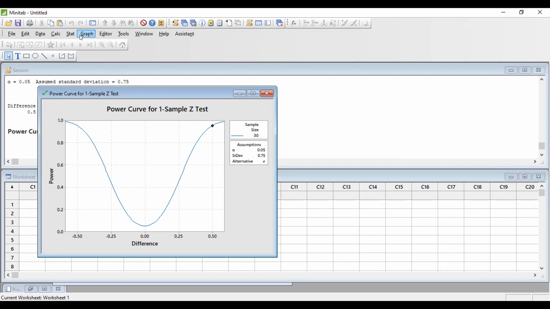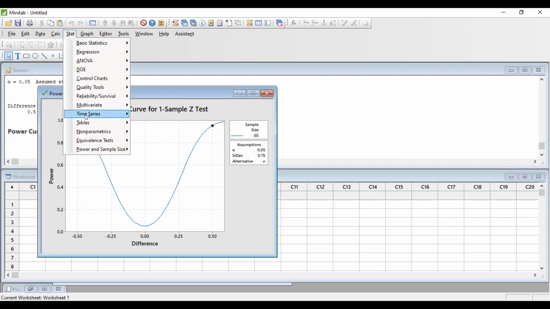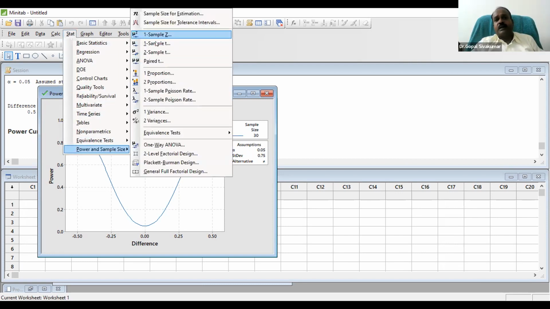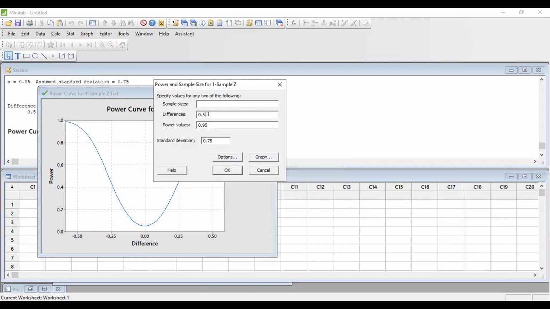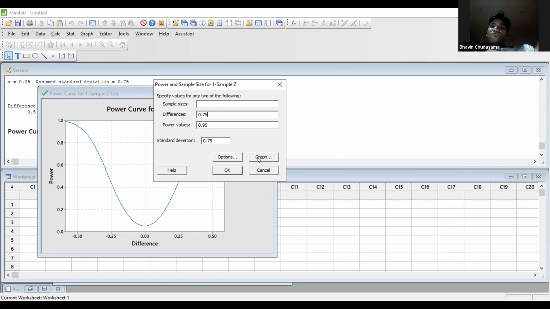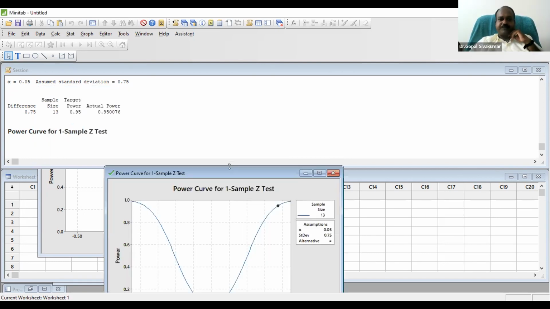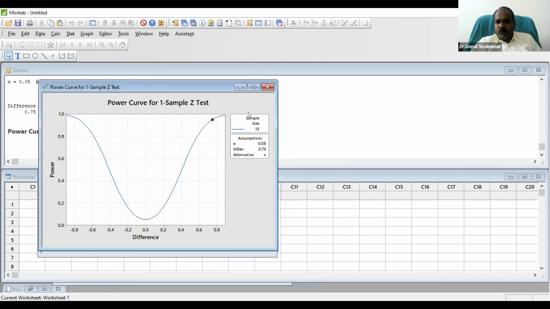Yes, sir. Let me do the same problem. Power and Sample Size, 1 Sample Z test. Now let me increase the difference. Instead of 0.5, let me say the difference is 0.75. Now tell me what will happen to the sample size? Reduce. Very good. Can you see the drop in sample size? 13. I think sample size is the biggest challenge, isn't it?